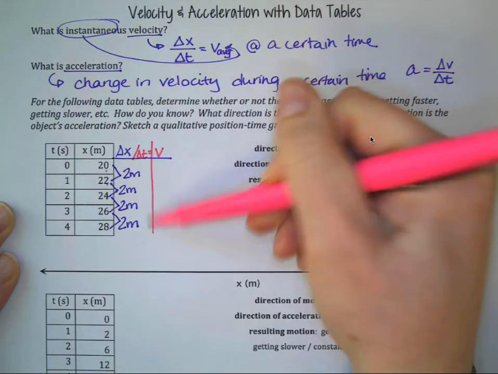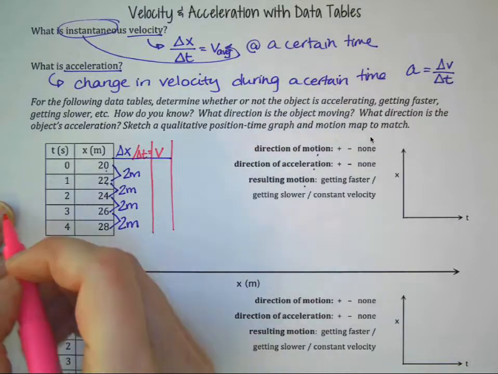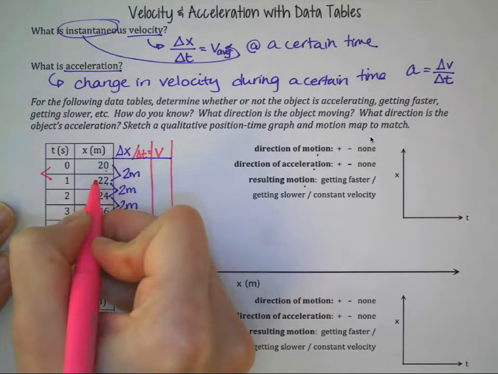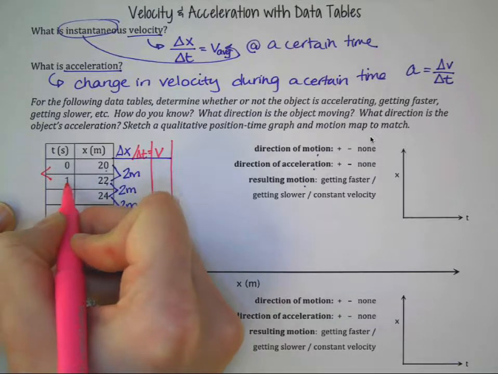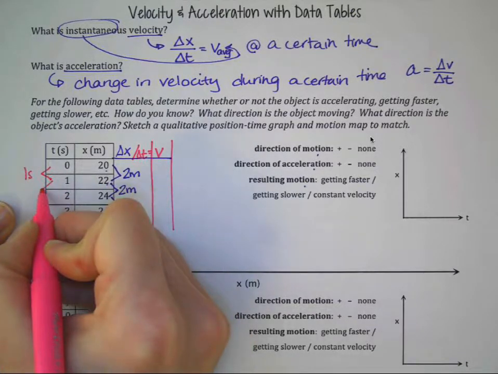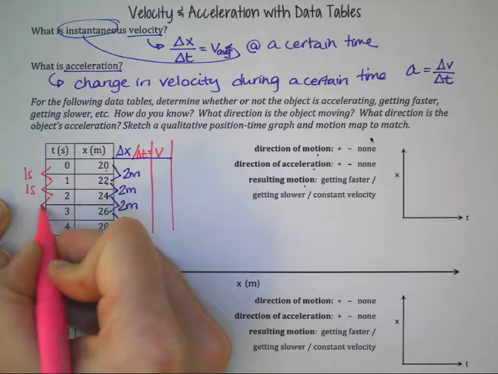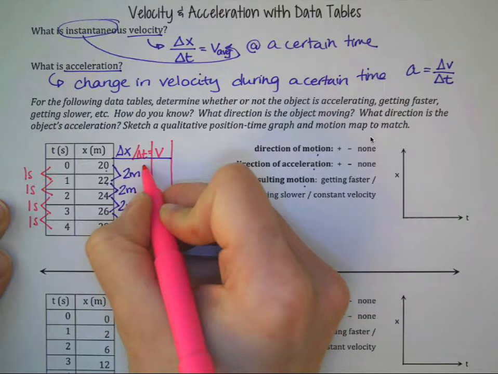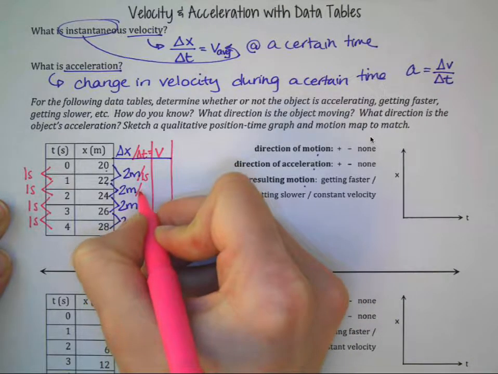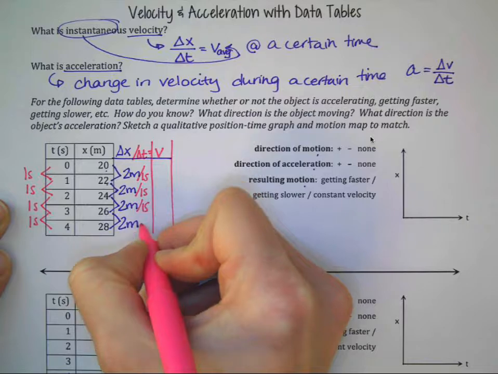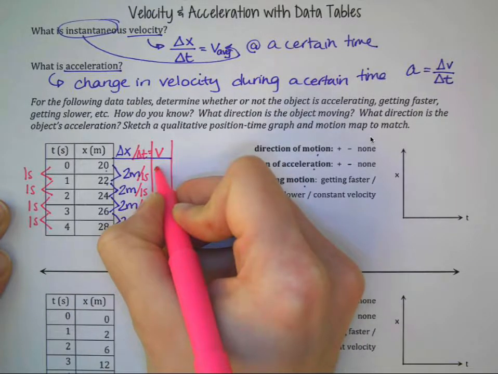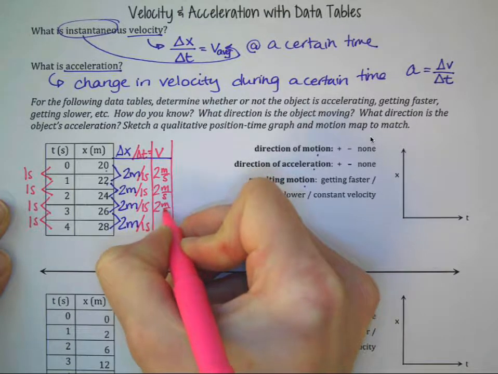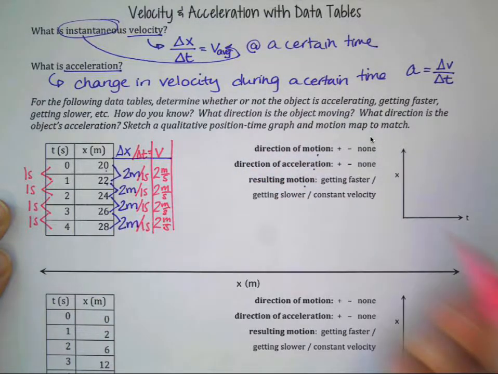So let's make a new column. To get our change in time, we have to look at the time intervals we just used for our change in position, which was 0 to 1 second, so 1 minus 0 is 1 second. 2 minus 1 is 1 second, 3 minus 2 is 1 second, and 4 minus 3 is 1 second. If I go ahead and divide those changes in position by that 1 second for each interval, I get a velocity of 2 meters per second, 2 meters per second, 2 meters per second, and 2 meters per second.